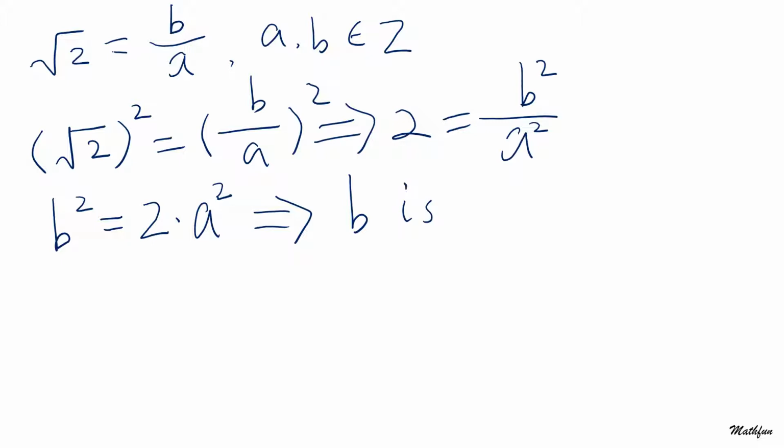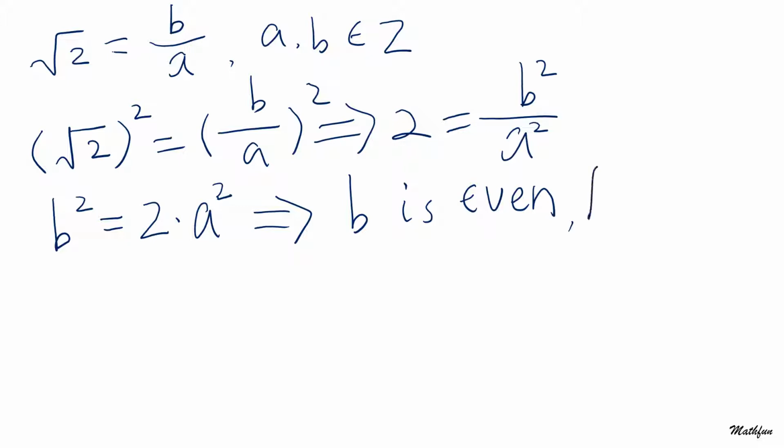is even. You may say, how do you know? Well, definitely b squared is even because a squared is an integer, and 2 times an integer is an even number. And you should all know that only an even number squared can be an even number. An odd number, when you square it, is still an odd number, isn't it? So that tells you b is an even number.